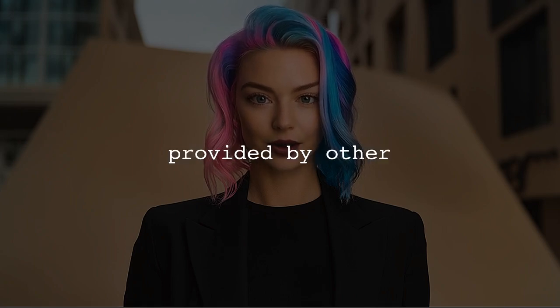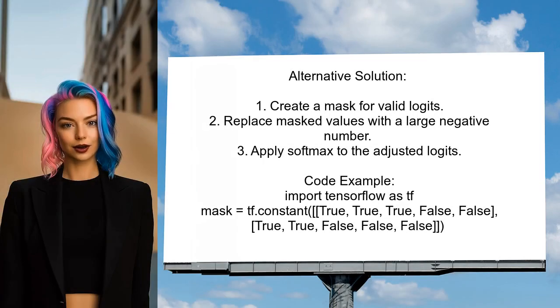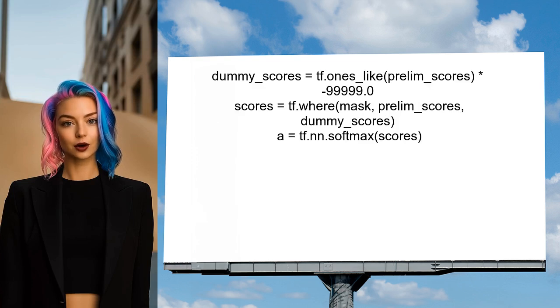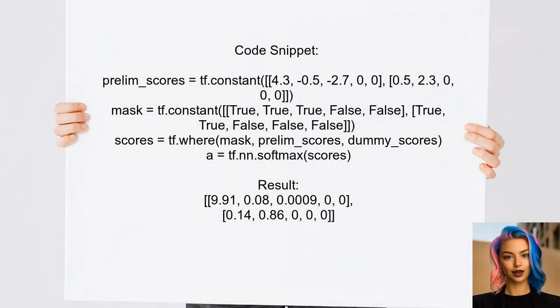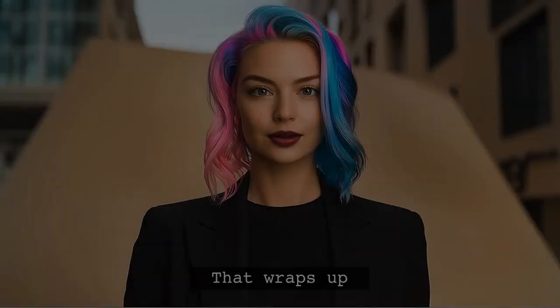Now let's look at the answers provided by other users. An alternative approach shared by a user involves using TensorFlow to handle masked tensors. They create a mask to identify valid logits and replace masked values with a large negative number. This ensures that the softmax function only considers the unmasked logits. The user provides a code snippet that demonstrates this method. They initialize the logits and the mask, then use TensorFlow's where function to apply the mask. Finally, they compute the softmax of the resulting scores. That wraps up that answer.